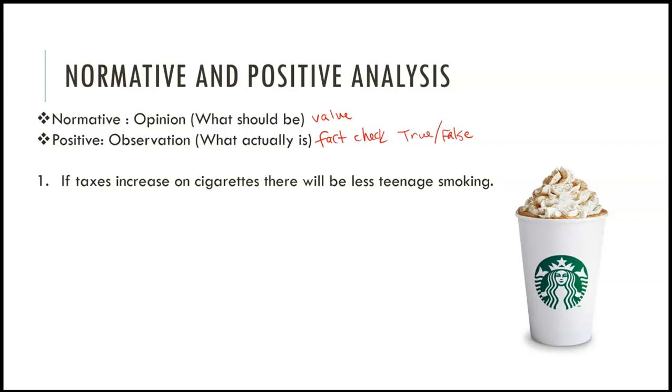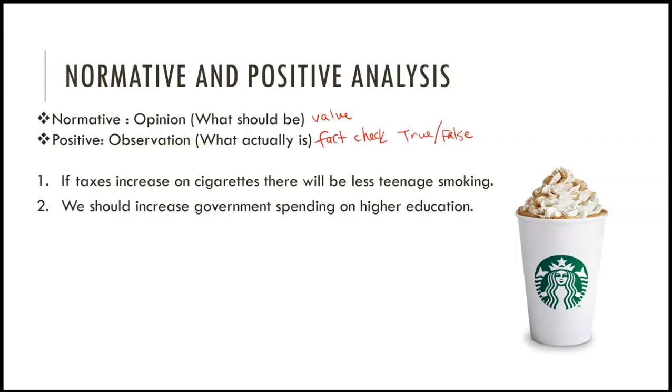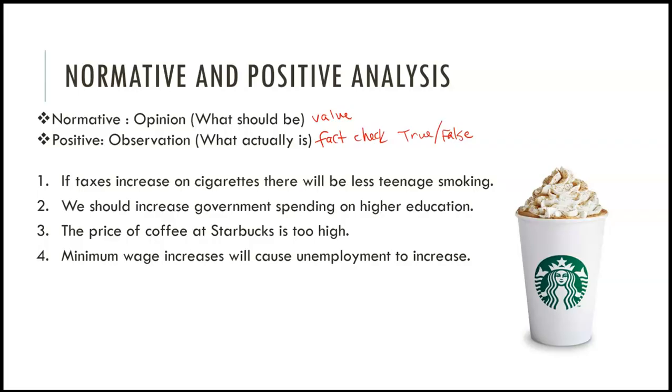Number 1, if taxes increase on cigarettes, there will be less teenage smoking. We should increase government spending on higher education. The price of coffee at Starbucks is too high. Minimum wage increases will cause unemployment to increase. The price of coffee at Starbucks is $4.75. If you don't have all of your answers yet, please pause the video, go through and mark which ones you think are normative, which ones you think are positive.